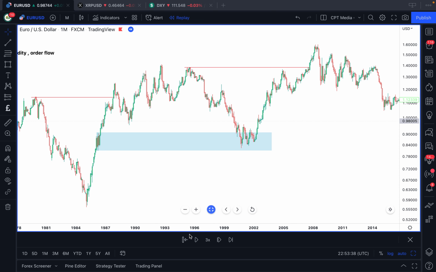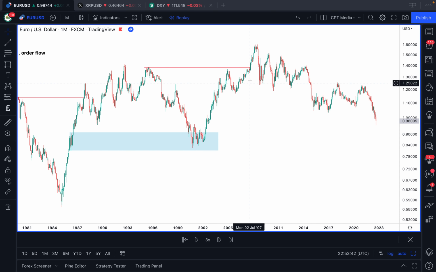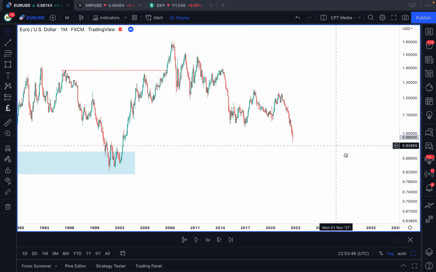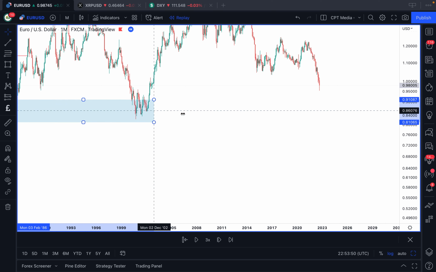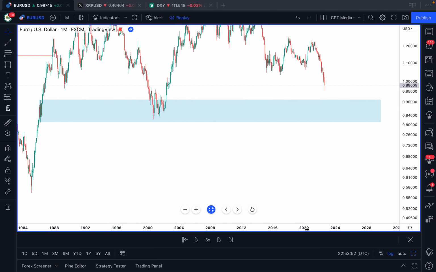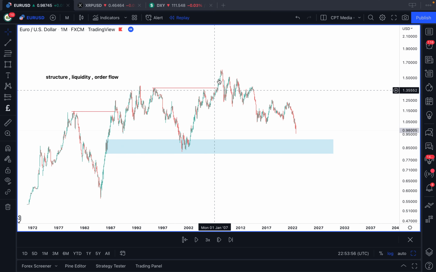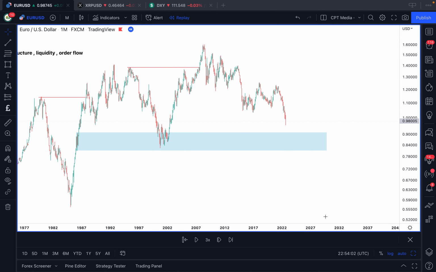So on the monthly time frame, we're clearly bullish, at least up until 2007. So what price is doing now is, again, it's retracing. It's looking to come back to a prominent demand zone, again, that we saw a prominent structure break on the monthly time frame. So this zone is very important and pivotal on Euro USD.